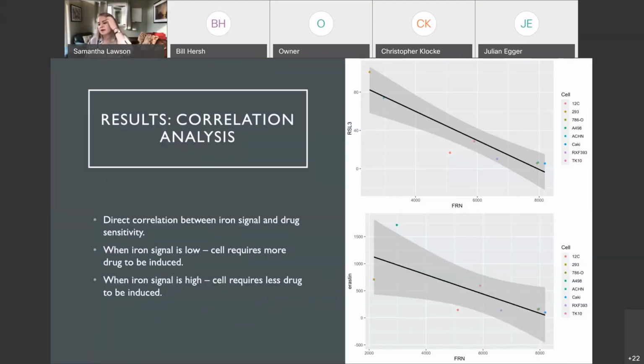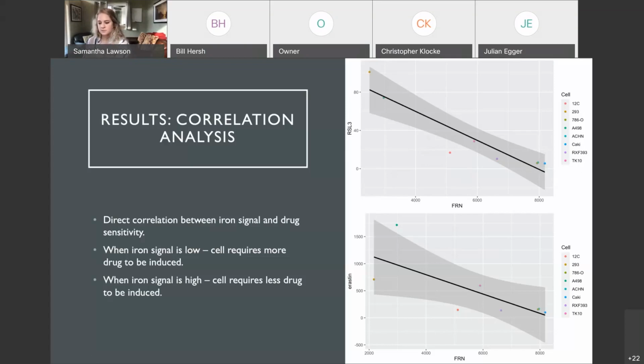So, we see a direct correlation between the iron signal and drug sensitivity. If we require more RSL3 dosage, we have a lower iron signal. If we need a higher dose of RSL3 to be pushed into ferroptosis, our iron signal will be at its lowest. If we need a small amount, if we're very sensitive to RSL3, then we will have a high iron signal. If we mapped that knockout cell line onto this plot, it would be way over here. It needs 0 to be induced into ferroptosis, and it has extremely high iron signal, the same with Avastin.